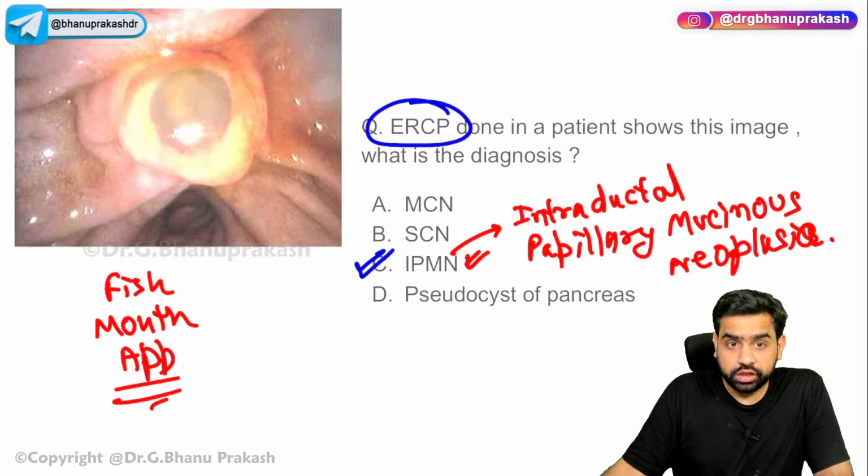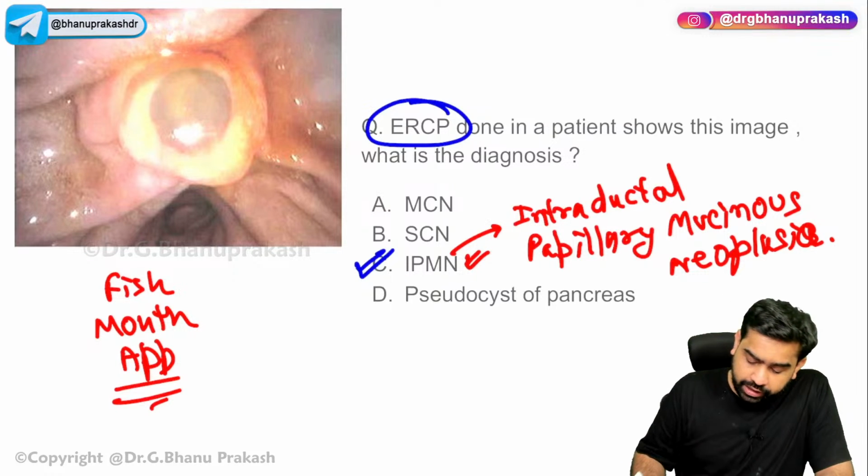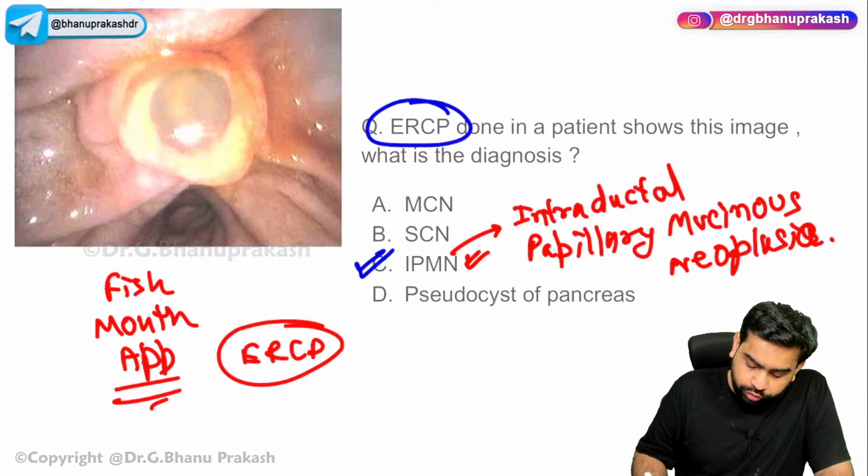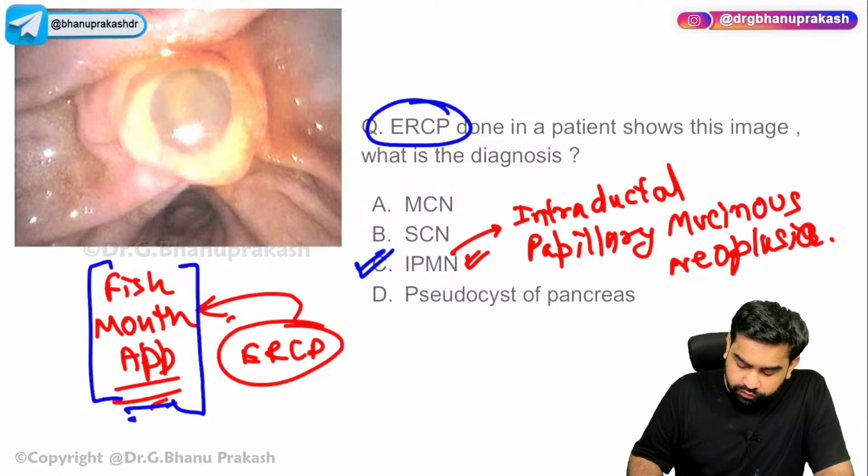Okay, what are these? These are the cystic lesions of the pancreas. And on ERCP, what are you going to find? You're going to find a fish mouth appearance. Okay, on the ERCP, you're going to find a fish mouth appearance.